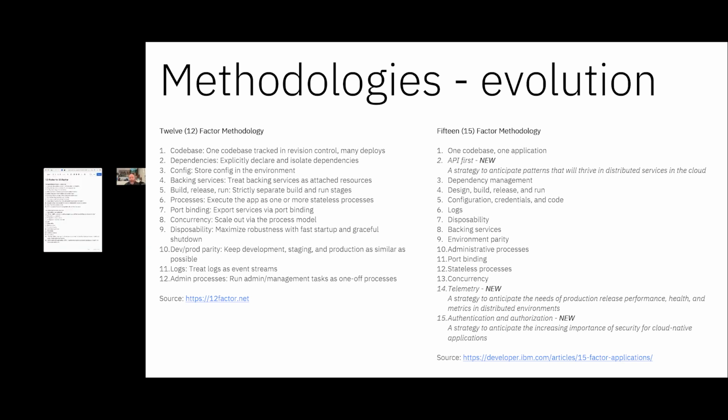And so if we were to compare the 12 factors to the 15 factor as a methodology, really the three things that have been added to the list are around APIs. So thinking in terms of an API first strategy, how are we contemplating many services and many applications potentially interacting in either a cloud or a world of many clouds or a world of hybrid multi-cloud?